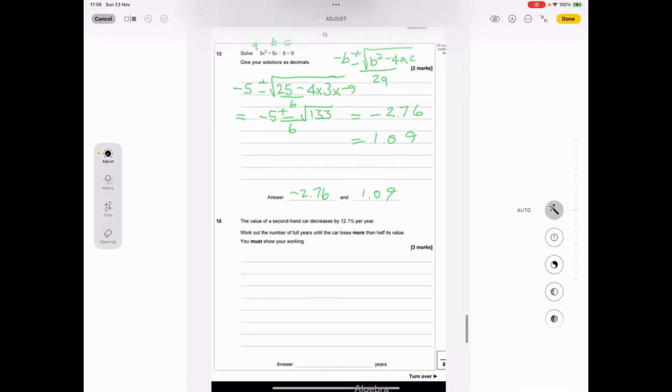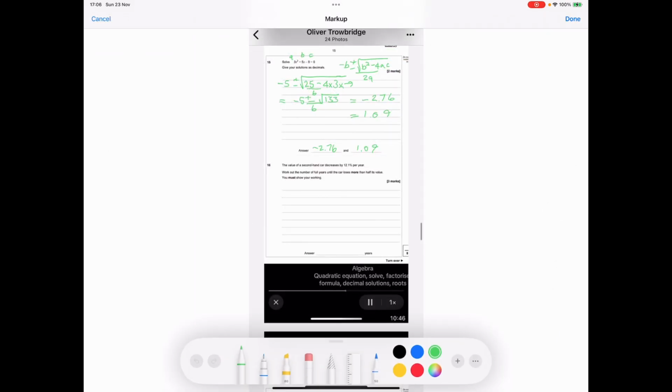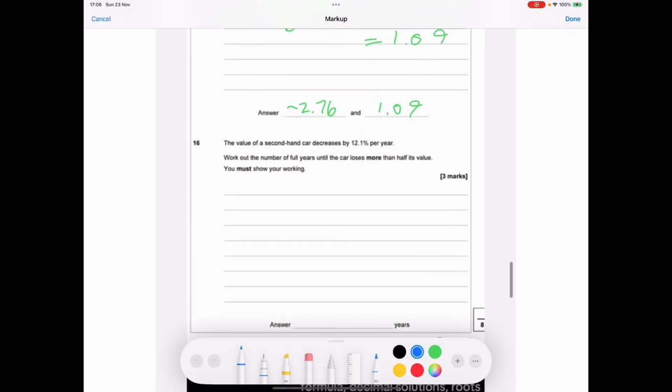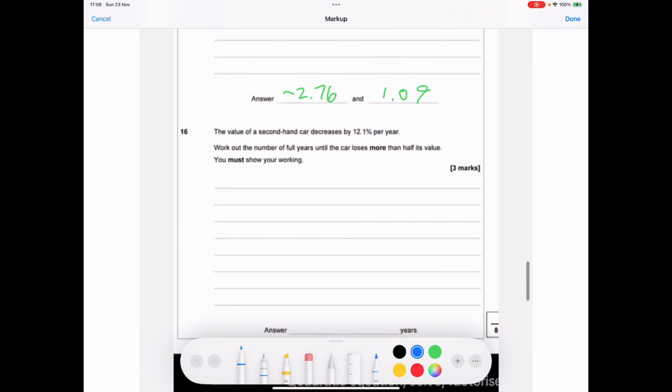Okay, the value of a second-hand car decreases by 12.1% every year. Work out the number of full years until the car loses more than half its value. You must show your working. So we know that, say a car is worth £10,000, or dollars, I don't really care. The multiplier is going to be 12.1 divided by 100.